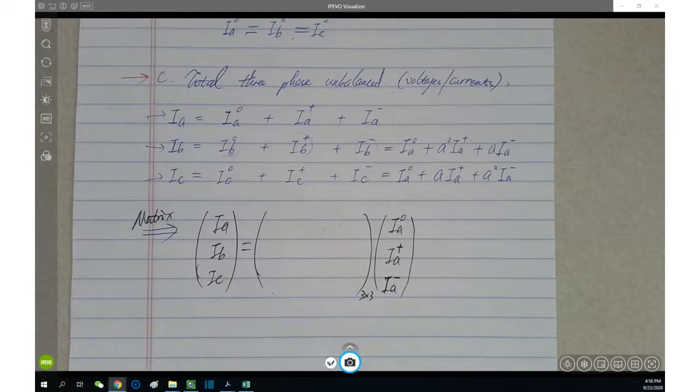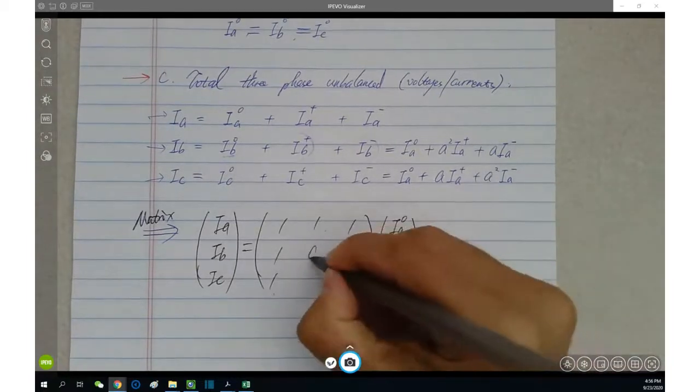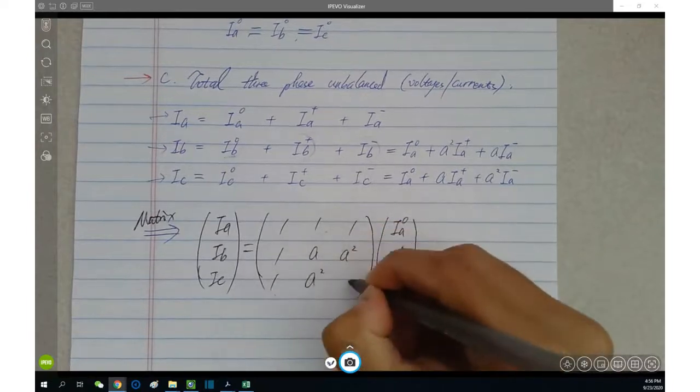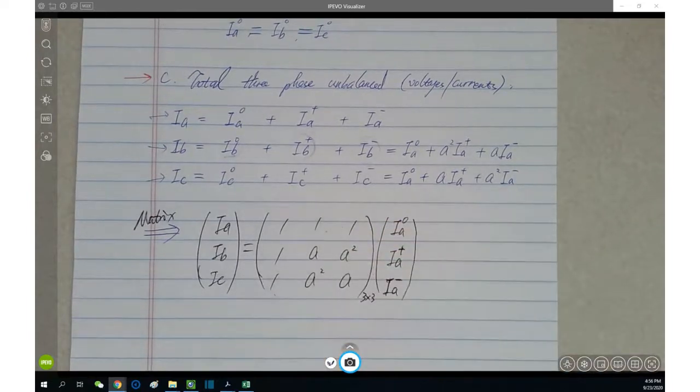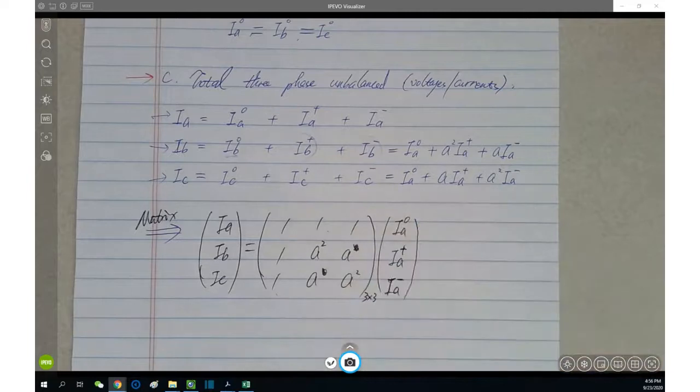So there are 1, 1, 1, 1, 1, 1, A square, A. Take a look to see if this makes sense. Oh, I'm sorry, this is A square. This is A. That's better. So here, this is A square. Here is A square. This is A, this is A.